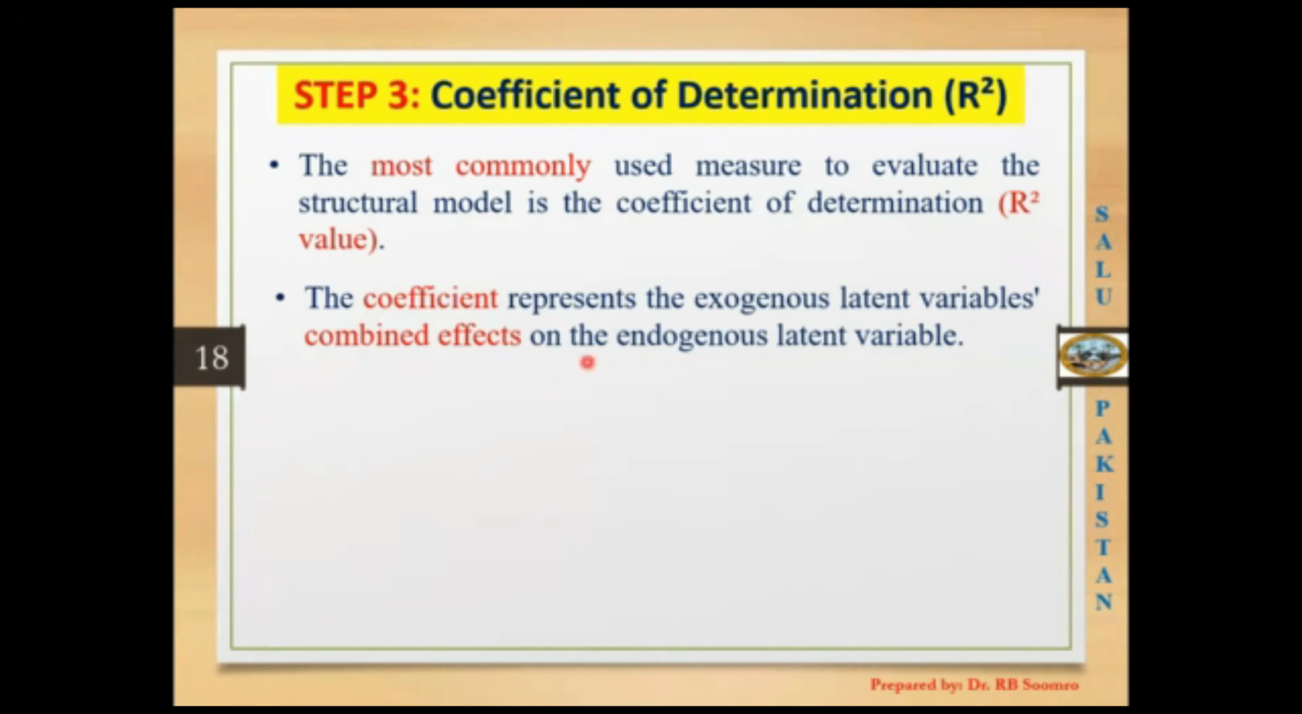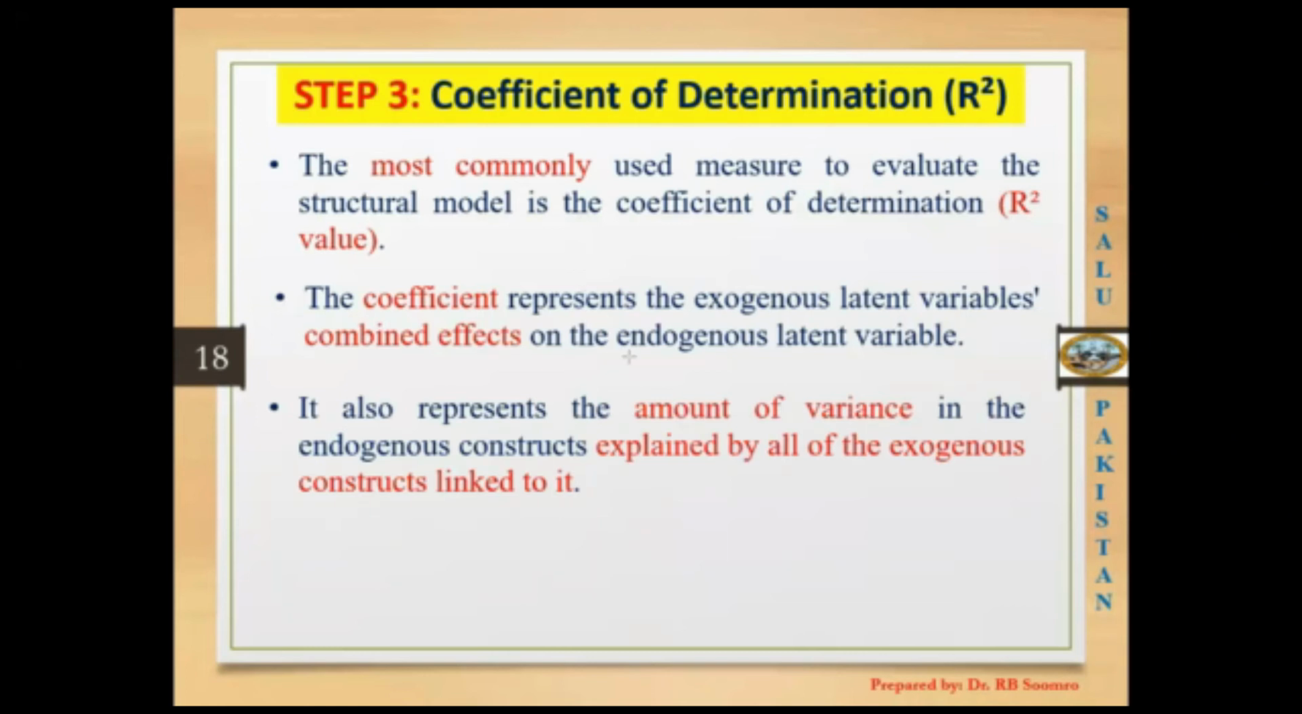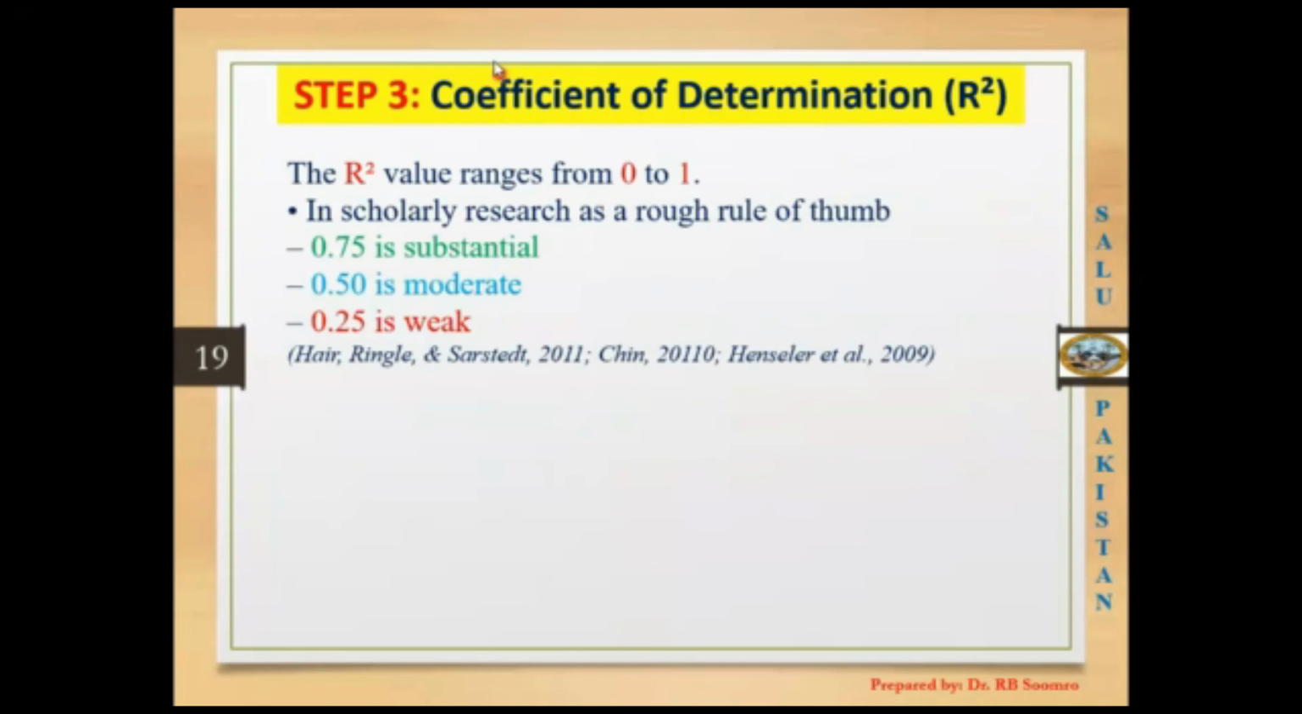It also represents another definition: the amount of variance in the endogenous, which means the dependent variable, explained by all the exogenous variables which are linked to the construct. So now this is another definition of the R square. Now these are the values of the R square, and the R square ranges from 0 to 1.